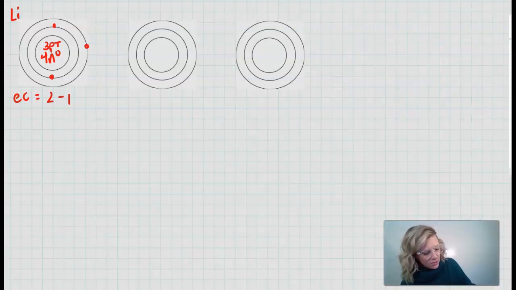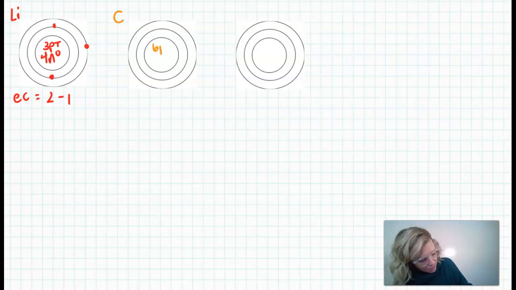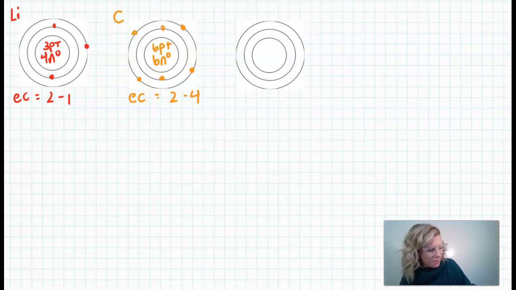Okay, let's go ahead and draw our next, which is going to be carbon. Carbon has 6 protons, it has 6 neutrons, it has an electron configuration of 2-4, so it has 2 electrons in the first energy level and 4 electrons in the second energy level.